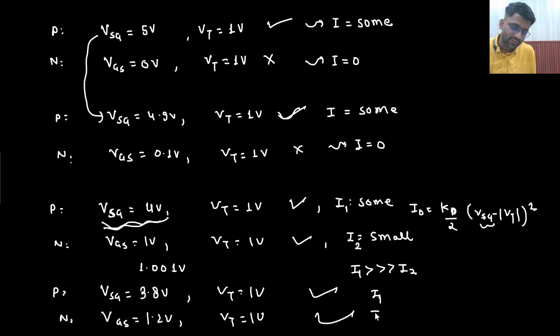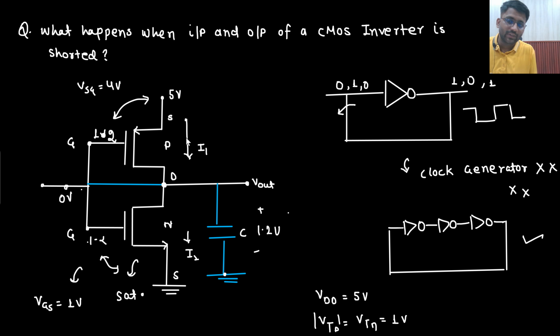Let's say this current was I1, this current was I2. Again I1 is greater than I2, no? Say yes or no? Why is that so? Because VGS is large, no? Here this VSG value is large. If this is large, then this current would be more. Here it is lesser, so this current would be lesser. So again I1 is more. That means some current would again flow, it would again charge, it will keep on charging.